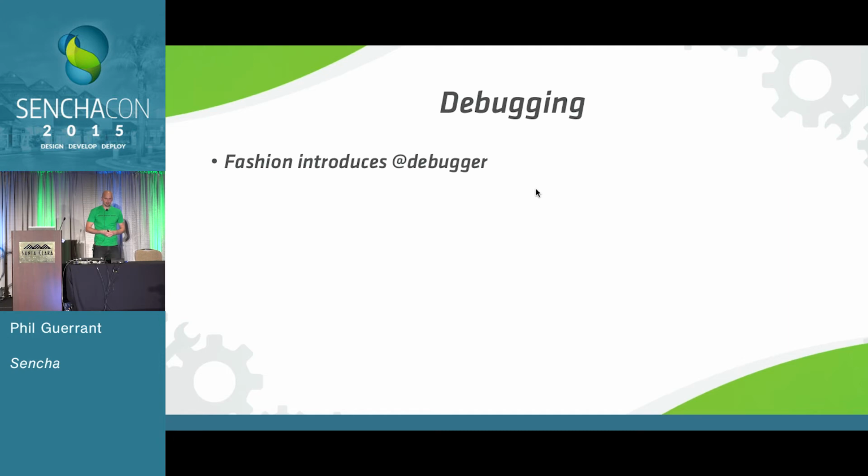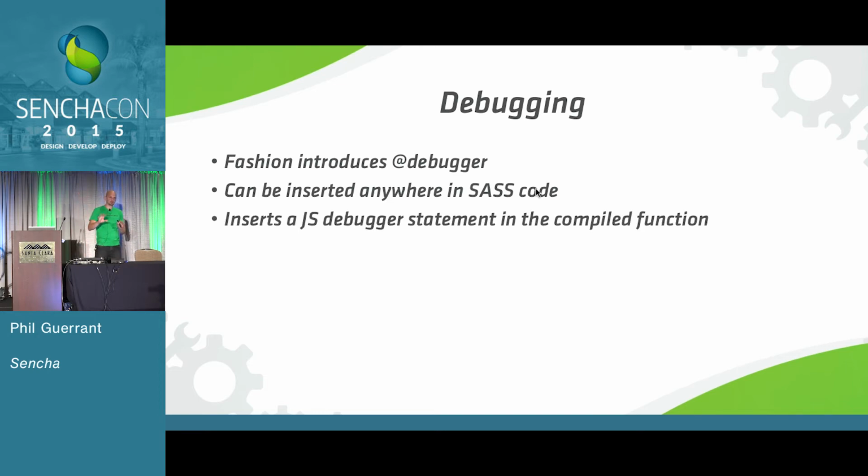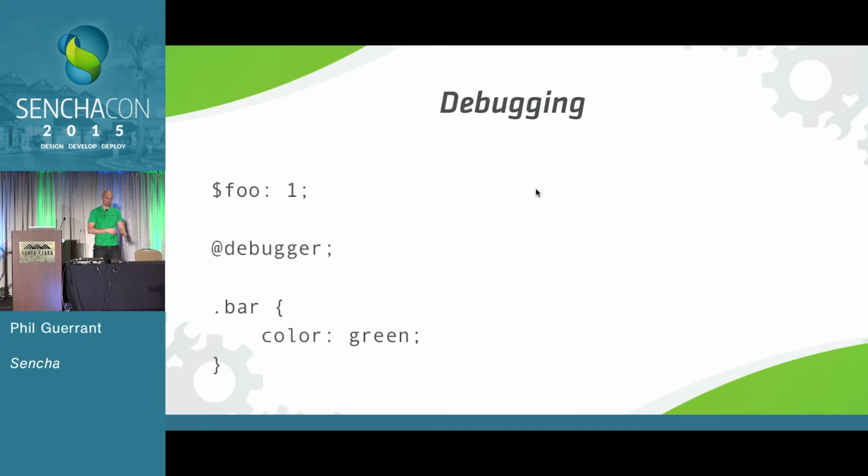What you can do is just drop this in anywhere in your Sass source code, and it ends up inserting, remember that big function that fashion generates? It puts a JavaScript debugger statement into that function at the appropriate line where you inserted it in the Sass code. What that could look like is something like this: you define a variable, then you have a rule later on, and somewhere in the middle, you put @debugger. So let's flip over to code real quick and see what that looks like.